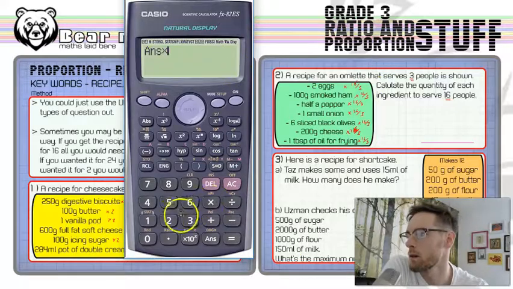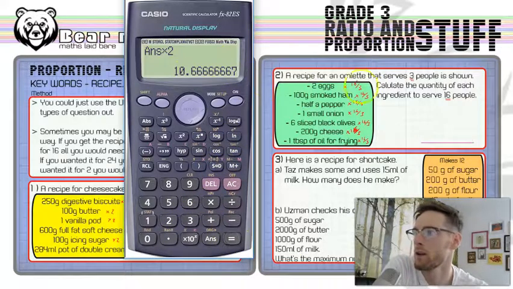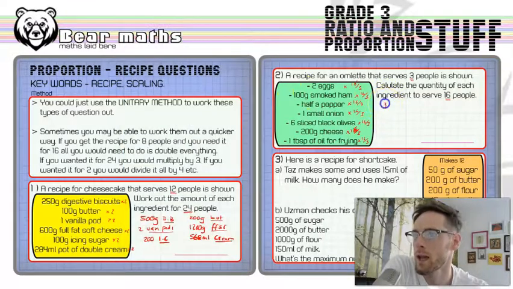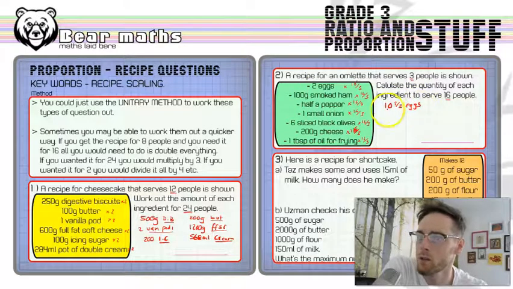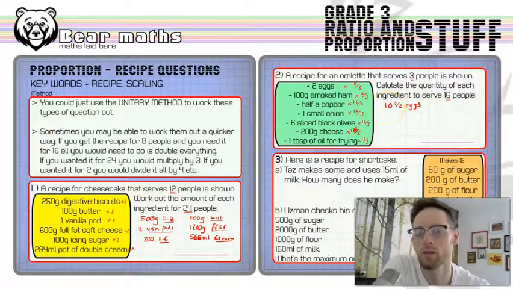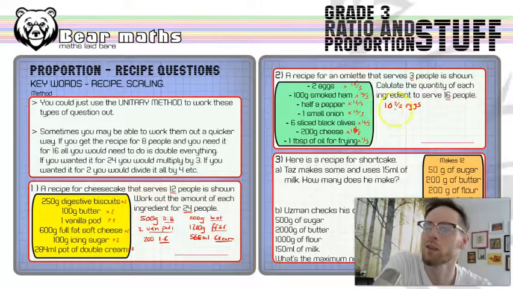So 16 thirds times by 2 is 10 and 2/3 of an egg. All right, so 10 and 2/3 eggs. Now obviously you're probably not going to use 2/3 of an egg and keep 1/3 of an egg for something else. So you'd probably use 11 eggs, but we're being exact with our answer here.